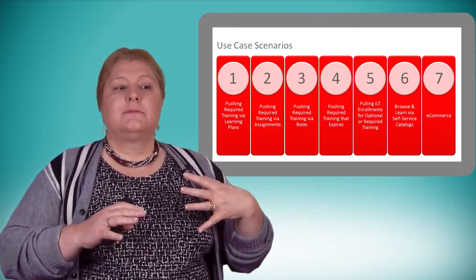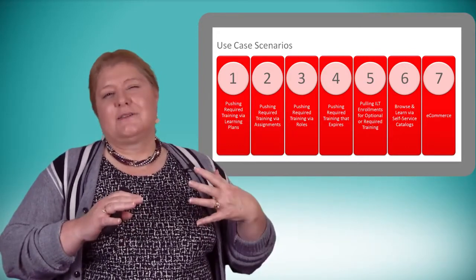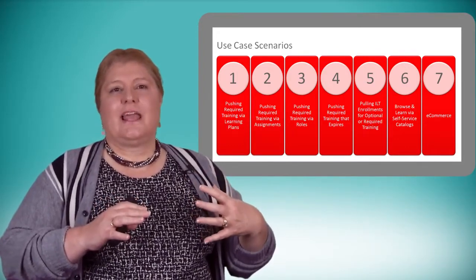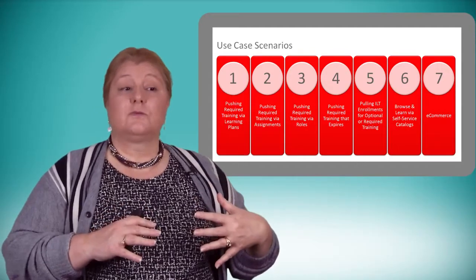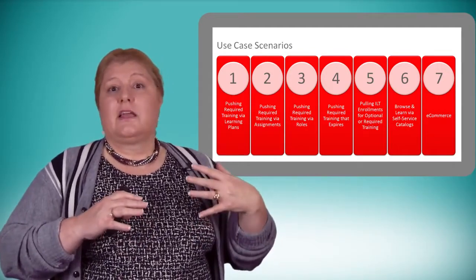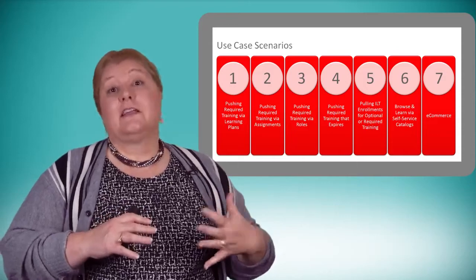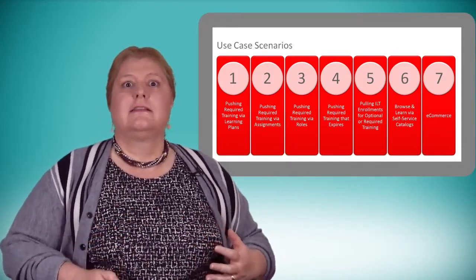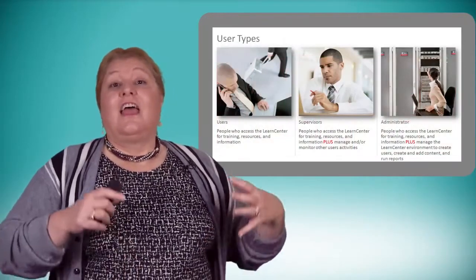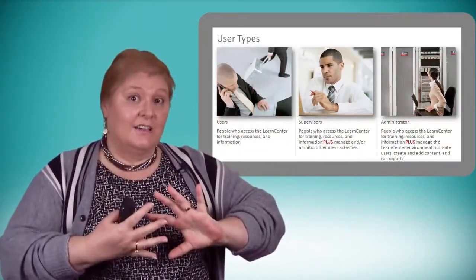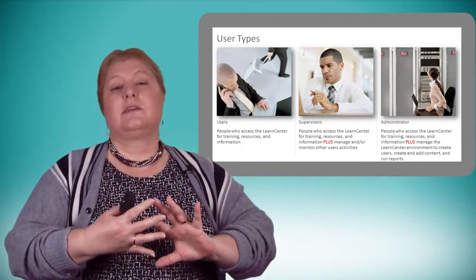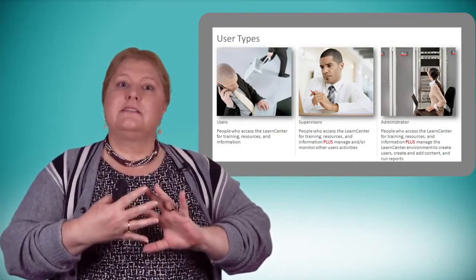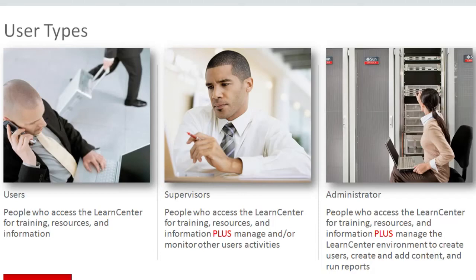And then in items 5, 6, and 7, we tackle some of those extra experiences that we have in the system, like pulling ILT enrollments, browsing and working with other types of learning, and then e-commerce if you're actually going to set the Learn Center up to sell content in the system. And then we combine all of that with the different user types. So you can see here that we have the 3 different types of users that will be working in the system. The most basic and prolific of the user is just that, right? They're a standard user.